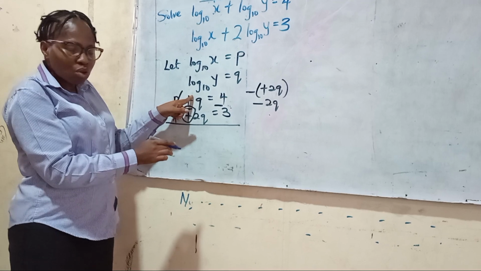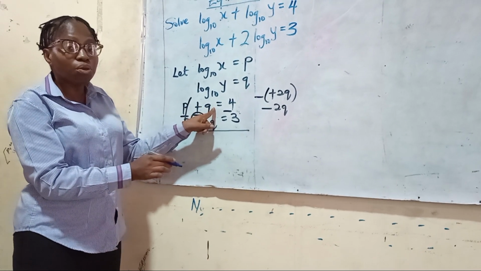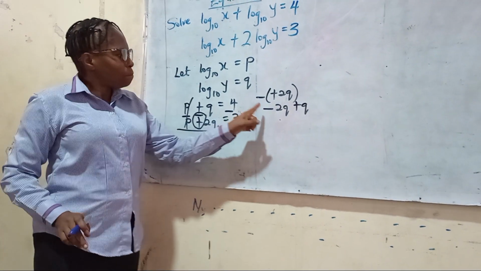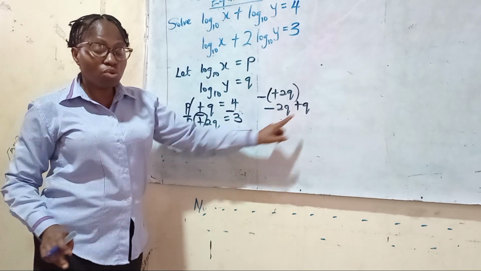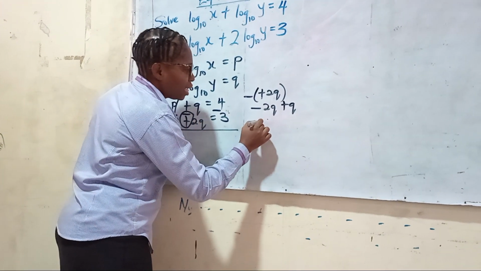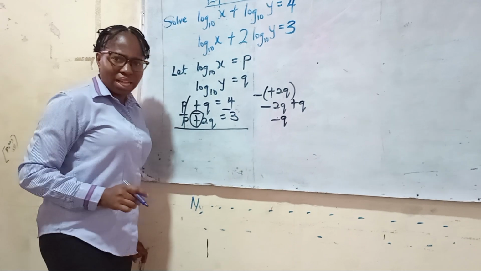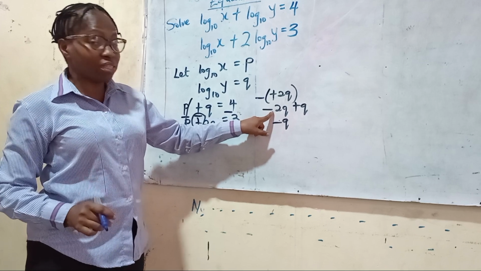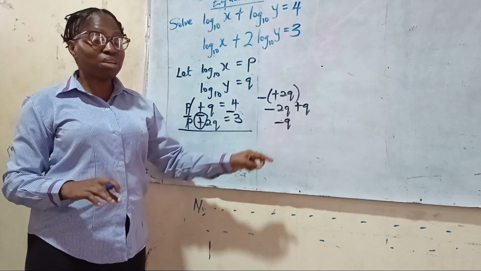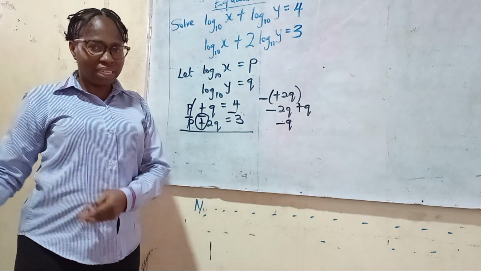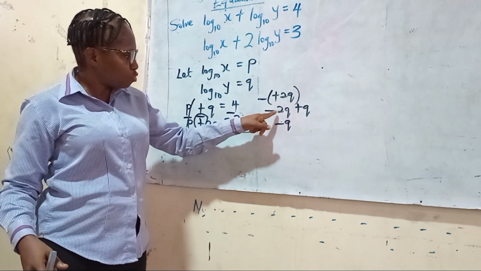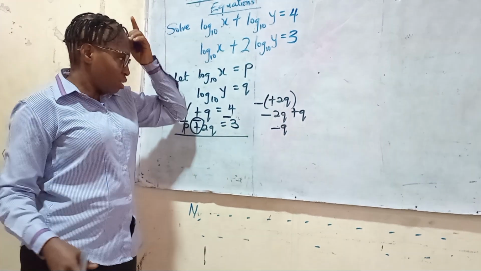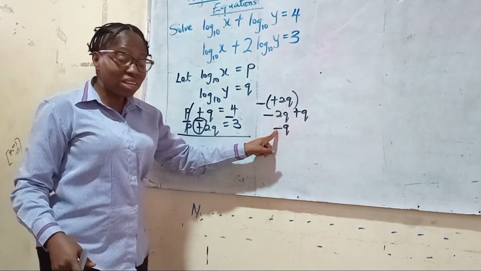Then the upper one, we have plus q. Minus 2q plus q will give us minus q. Why did we say that it's minus q? Well, check. The one with negative is more than the positive, so what you are going to have will still be negative. Negative of 2, positive of 1. So we are having higher negative, so your sign will be negative.